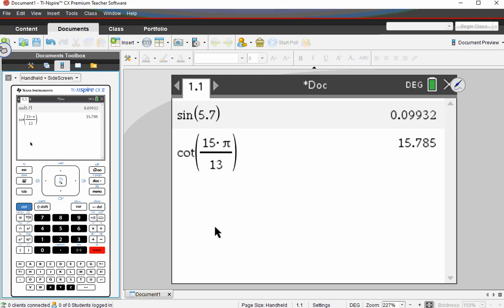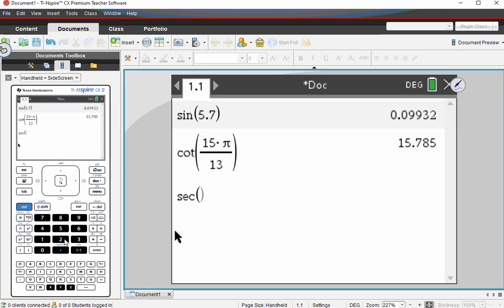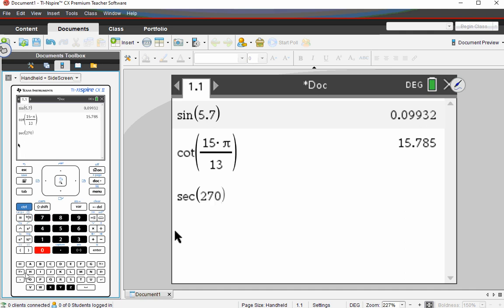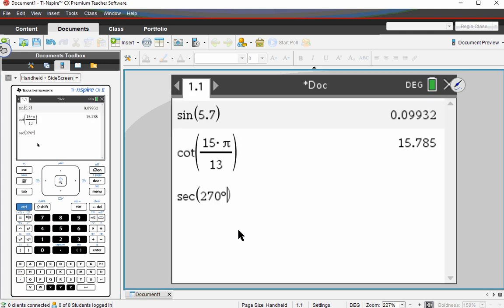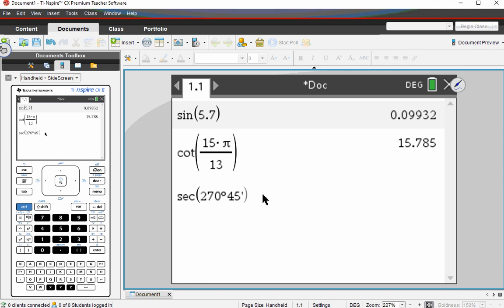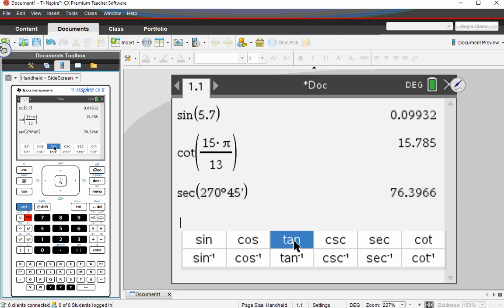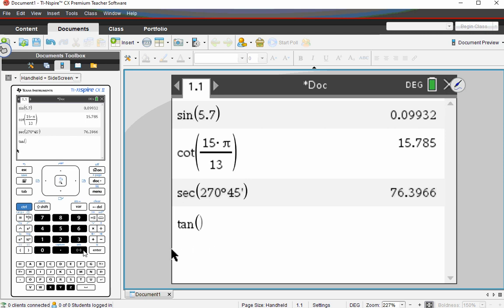The next one is the secant of 270 degrees 45 minutes. So I'm going to hit trig. I want secant, so I'm going to go over to the secant. I want 270. Going to hit the pi symbol to get my degree. And then 45 minutes. Hit the pi symbol again to get that tick that represents minutes. And then I am going to hit enter. And I get 76.396. And then the last one, the tangent. So tangent of negative 7.8.